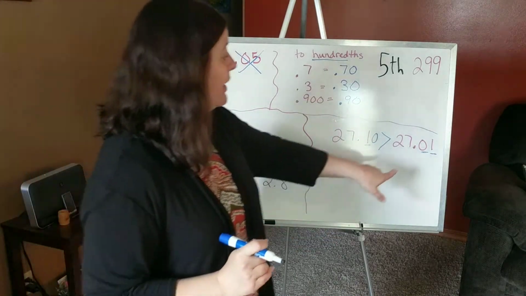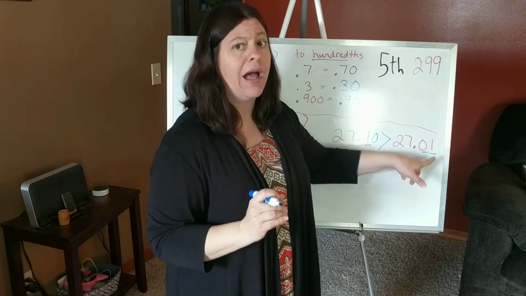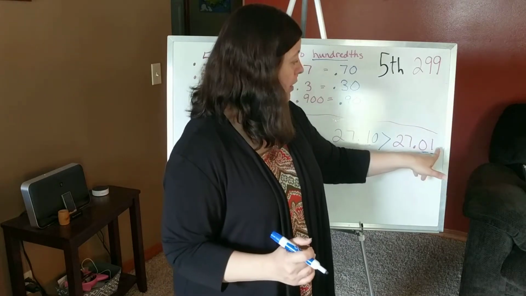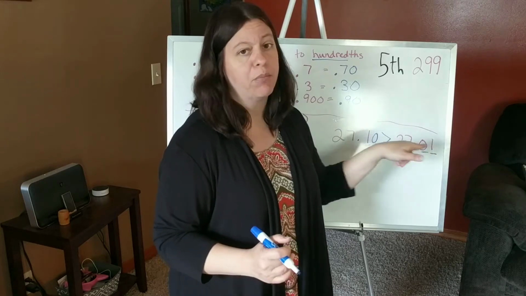Now, I can't take this 0 away because it has a 1 behind it. I can only drop and add zeros that are behind the regular numbers. You can't do them if they're in between a number and a decimal.